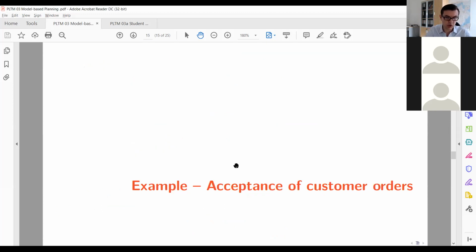Now let's look at a more complicated example. The problem that we are studying is which of the customer orders should be accepted by a company. Therefore, it's the acceptance of customer orders. And it's just an example problem, and I want to focus on the steps that we take to build this model.